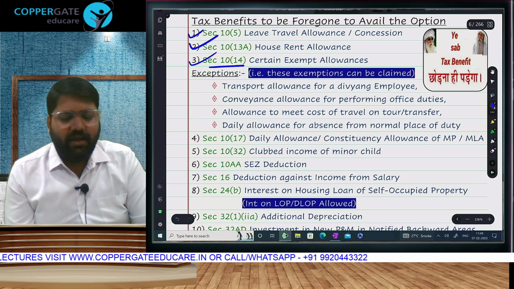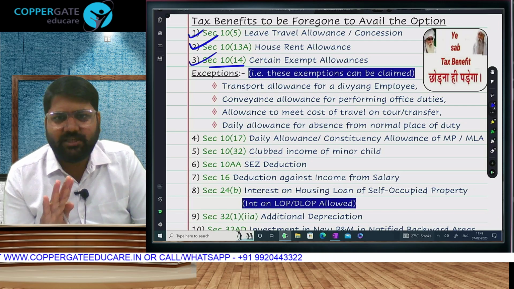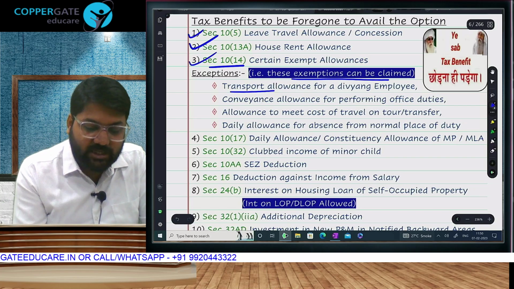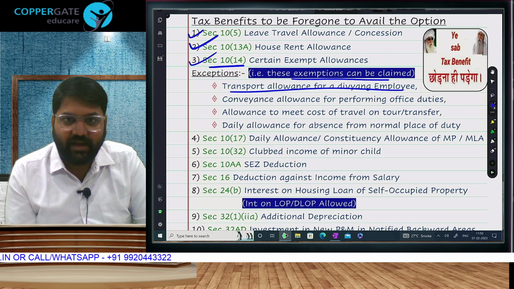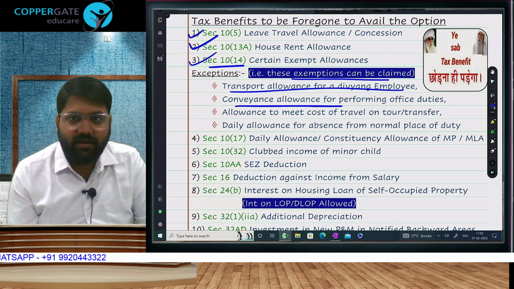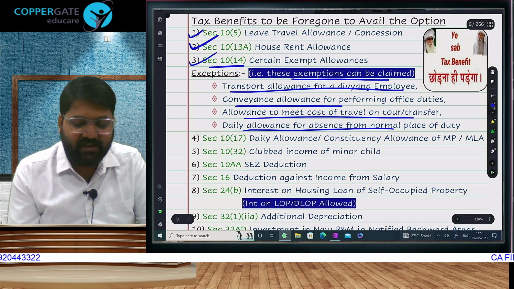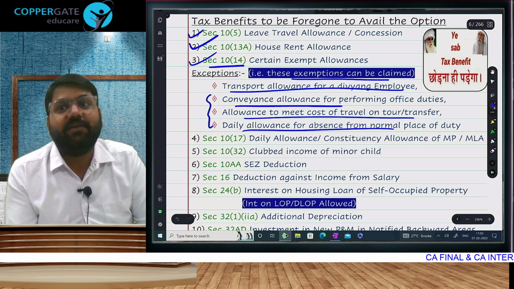10(14) mein we have some exemptions: children education allowance, hostel allowance, tribal area allowance. All that exemption will not be allowed, with exceptions. Matlab they can be taken. So, transport allowance of Divyang, handicapped employees, 3,200 rupees per month, that will be allowed. If you have been given any office conveyance money, that will be allowed. If you are given any tour, travel, transfer money, that will be allowed, and daily allowance for absence from normal place of duty. These three exemptions are whatever you spend.